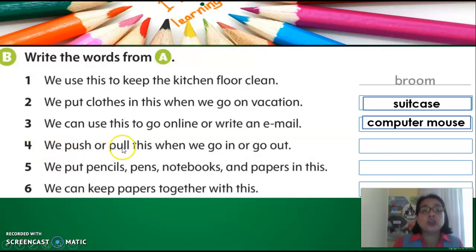Number 4, we push or pull this when we go in or go out. What is it? Look at the vocabulary and choose the word and write it right here in this space. Number 5, we put pencils, pens, notebooks, and papers in this. Look for the vocabulary and write it here. 6, we can keep papers together with this. When you finish on the page, please check your answers with the e-books, okay?